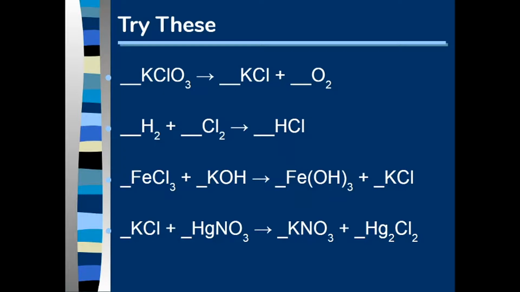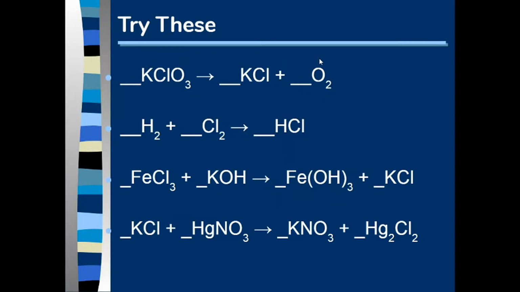Okay, so we're going to balance one element at a time. We're going to do these counts in our head. Some people write them out, but I think you can do them in your head. So I look here, 1 potassium on the left and 1 potassium on the right. So that's balanced. 1 chlorine on the left, 1 chlorine on the right. And so that's balanced. 3 oxygens on the left and 2 oxygens on the right.